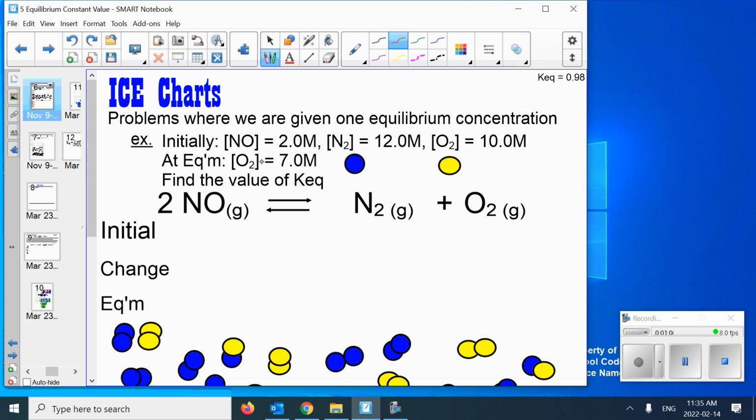Now, you're going to form an ice chart. Why ice? Because ICE for initial, change, equilibrium. That's where the ice is. So we put in our given information. Initially, there is 2 moles per liter of the NO. So I'm going to put that in. I'm going to use units. Initially, there is N2, there's 12. Initially, there is oxygen, 10.